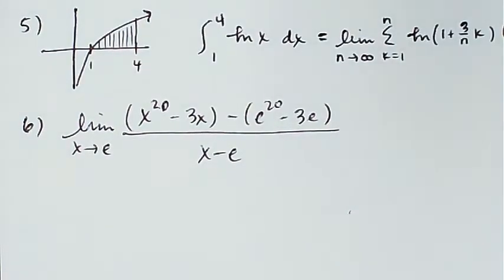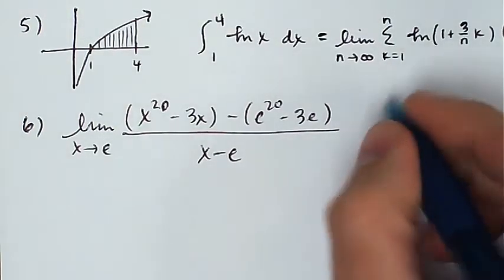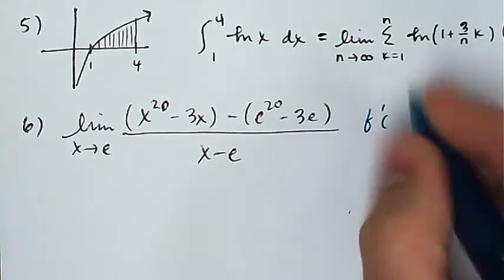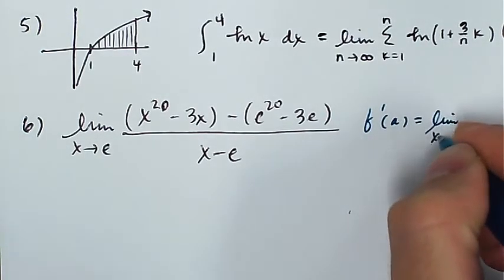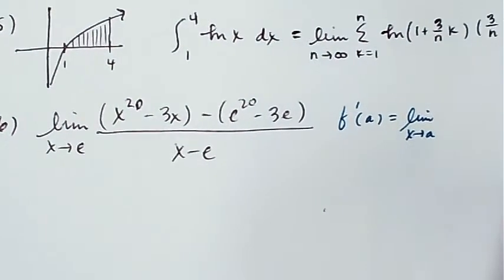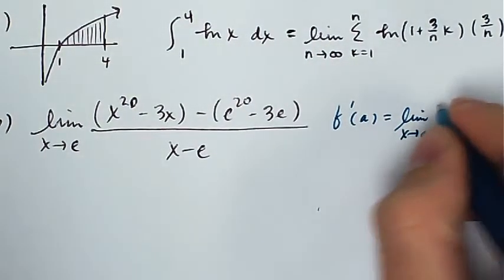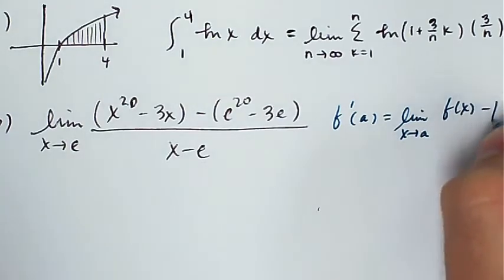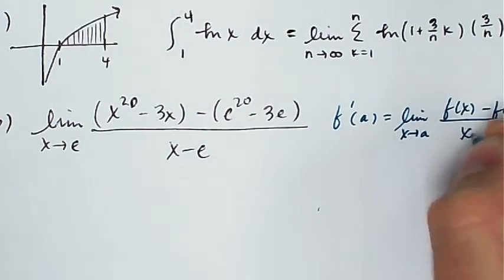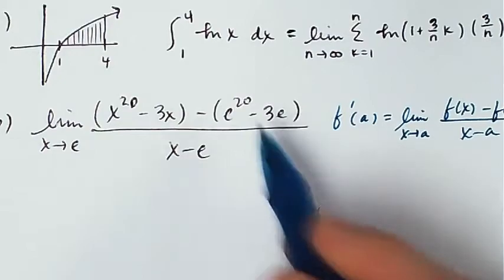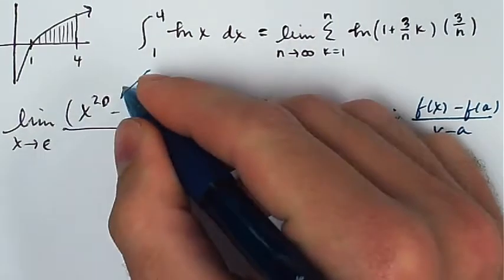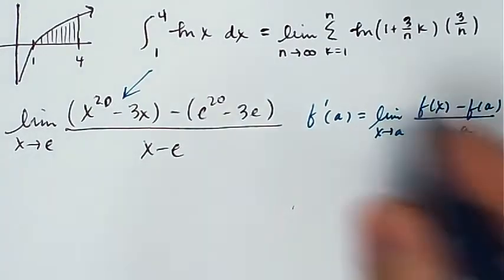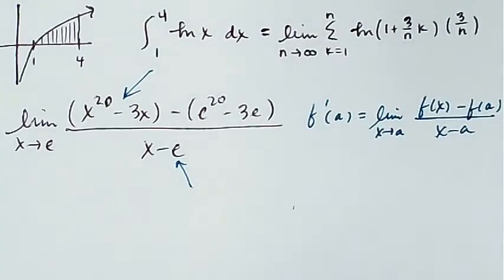Well, I need you to remember that the definition of the derivative is f prime of a, we'll say a number a, is the limit as x approaches a of f of x minus f of a divided by x minus a. Meaning that this limit is really just code for the derivative of this, my function f of x, at this x value.